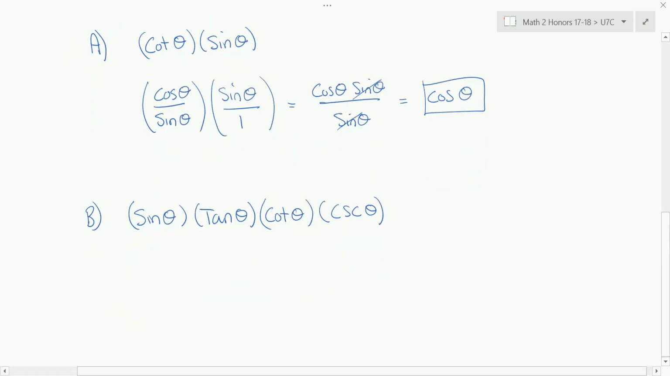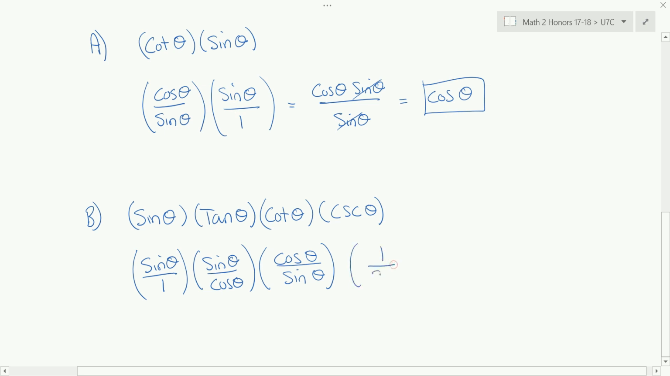So sine's already in terms of sine. We'll leave it sine theta. I'm going to put it in fraction form. Tangent is what? Sine over cosine. Cotangent is cosine over sine. And cosecant is 1 over sine.